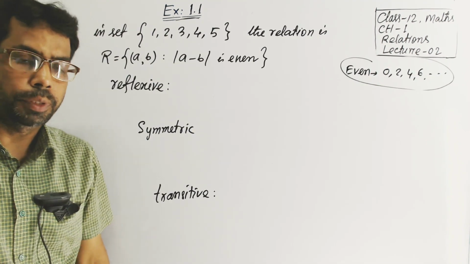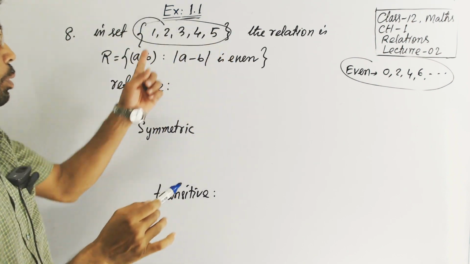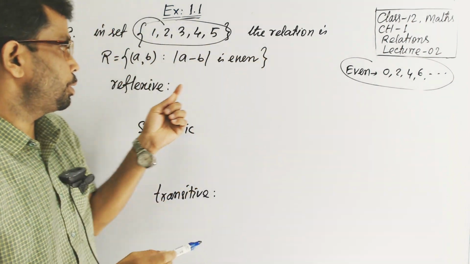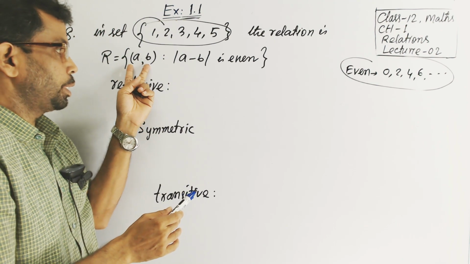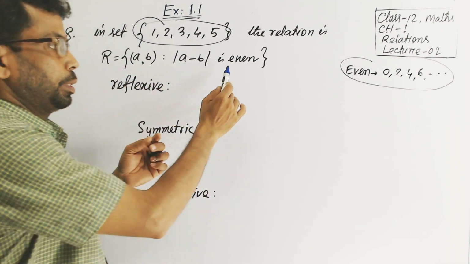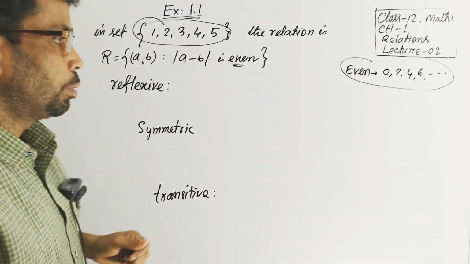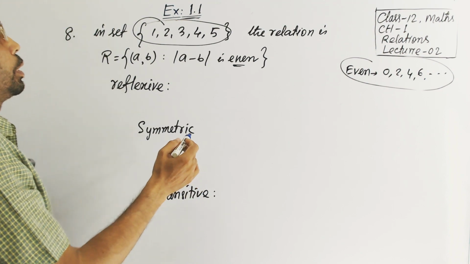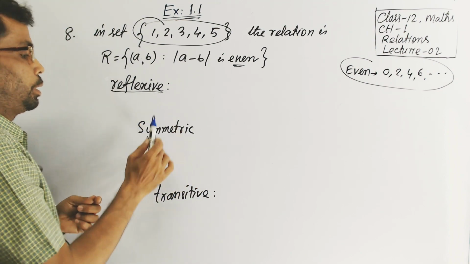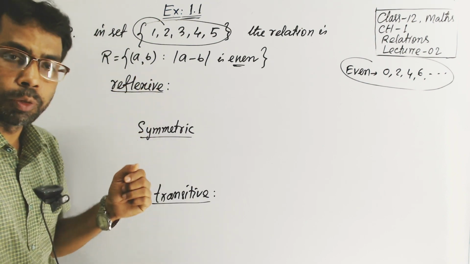The next question is, in the set of numbers 1, 2, 3, 4 and 5, the relation is made by all the ordered pairs (A, B) in which modulus of A minus B is even. Now even numbers we know are 0, 2, 4, 6 and all multiples of 2, and we have to explain that it is reflexive, symmetric as well as transitive. That means the relation is an equivalence relation.